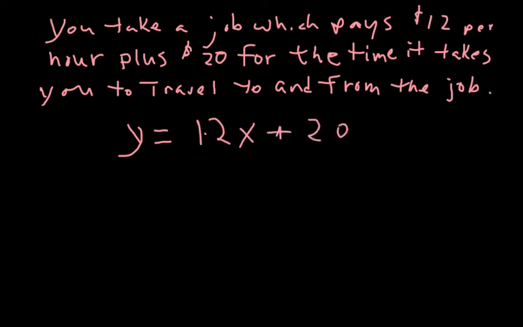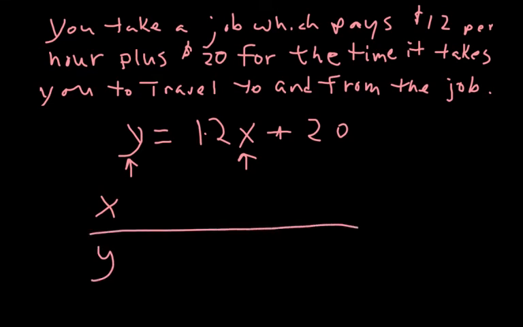So we could actually make what's called an XY chart. But again, let me stress to you that the input number is usually identified with the letter X, and the output number, or what comes out, is identified with the letter Y. So I'm going to do a chart. It's called an XY chart. It can be organized going from left to right or top to bottom. So if 0 goes in, 20 comes out, which means if you go to the job and there's nothing to do that day, you put in 0 hours, you still get paid $20.